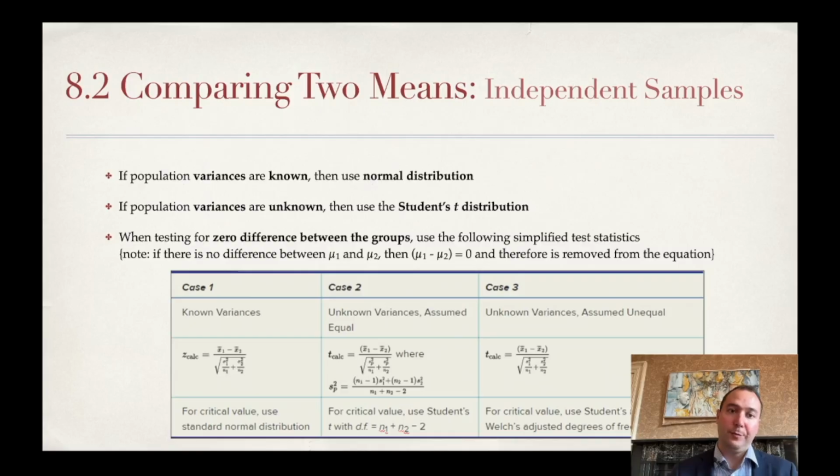Okay, so if population variances are known, we can use a normal distribution. If the population variances are unknown, then we're less sure about what they are, so we should use the student's t-distribution. What's the difference between the normal distribution and the t-distribution? It depends on the sample size. If the sample size is infinitely large, the normal distribution is equal to the t-distribution.